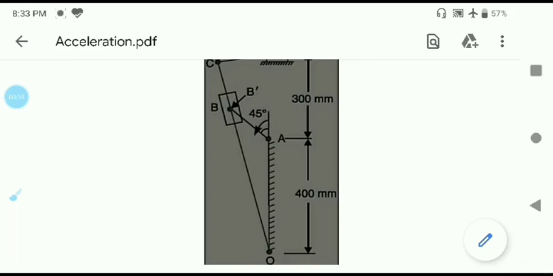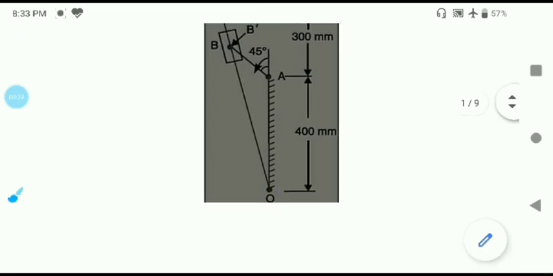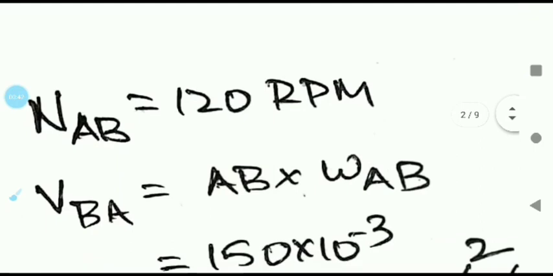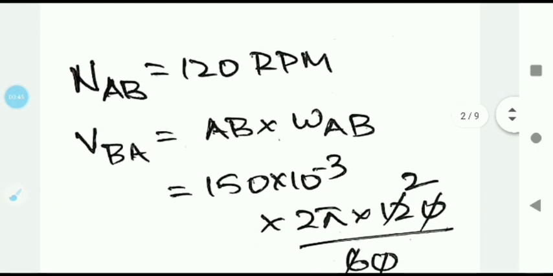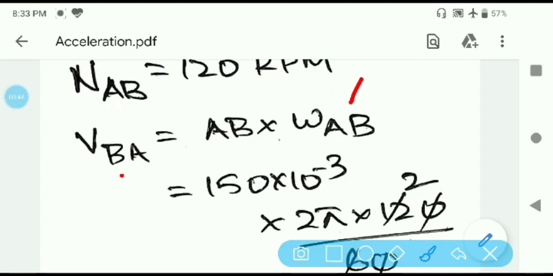As in the question, we know that AB is the crank, which is the driving link. So to start off the velocity diagram, first we need to find the linear velocity of point B relative to A. That is found out by the formula V equal to R omega, where V is the velocity of point B relative to the fixed point A, R is the distance of the link AB, and omega is the angular velocity of the link or the crank AB.